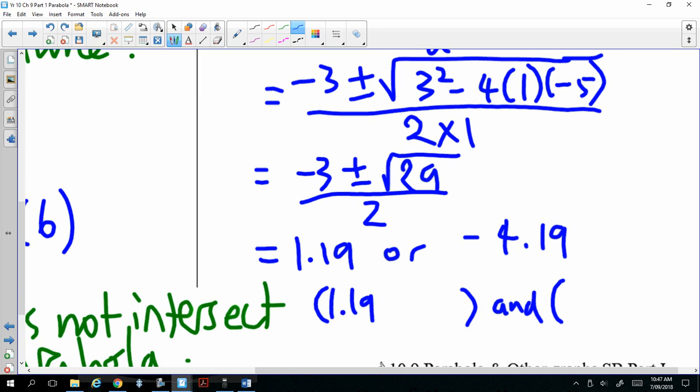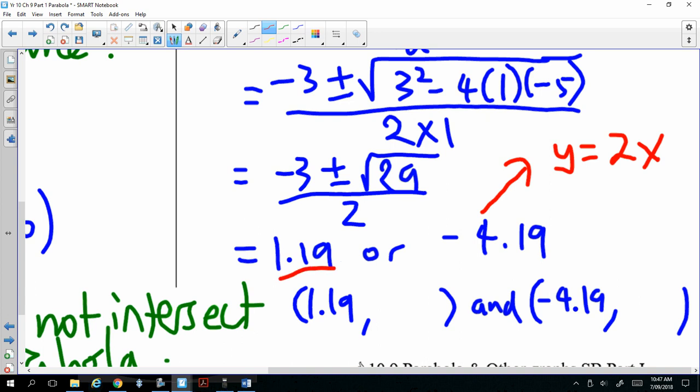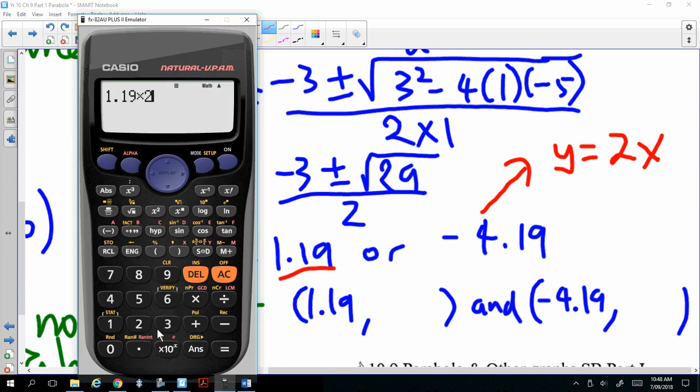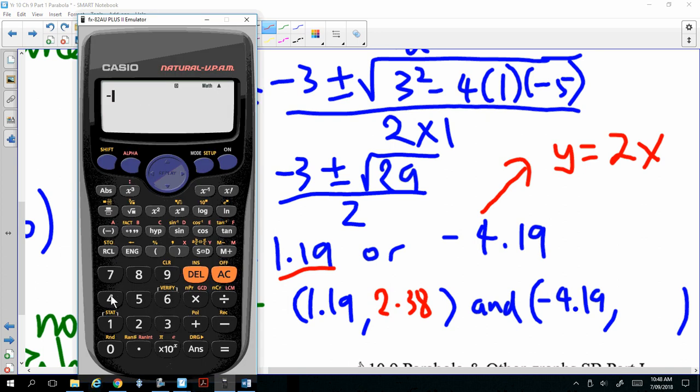Right, now how do I get the y value? You have to substitute that into the second equation, which is y equal to 2x. So that means you double this. If you double that, use your calculator, 1.19 times 2, you get 2.38. You write 2.38 and double the other one. Negative 4.19 times 2, negative 8.38.